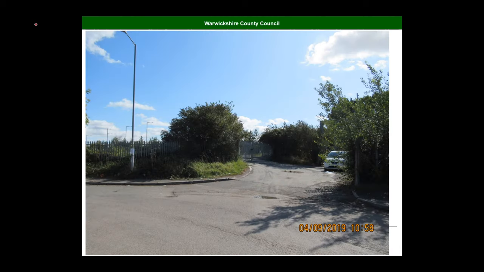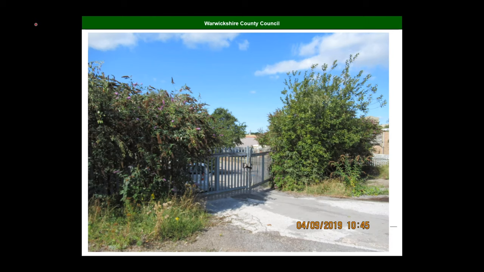If I take you through my site photos, this is the access into the site from Payne's Lane. This access point through the gates here would be widened to accommodate HGV access to swing round from Payne's Lane into here. There's a willow tree here at this point, which would be removed. Sorry, this is the tree to be removed.